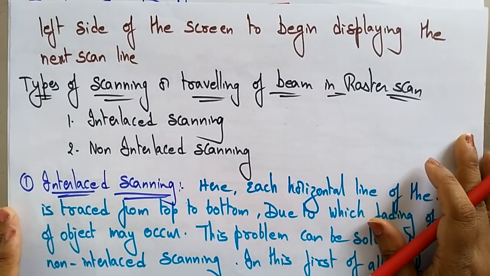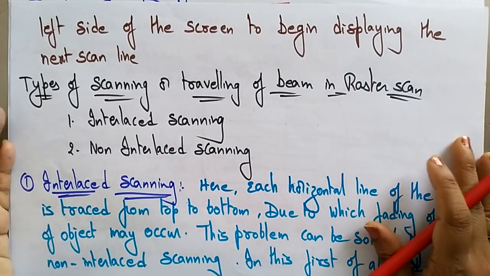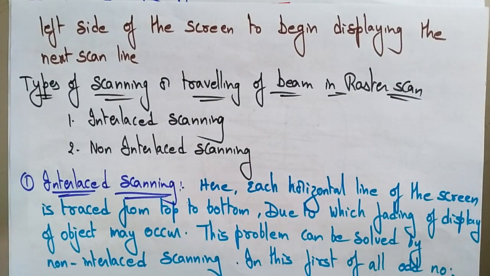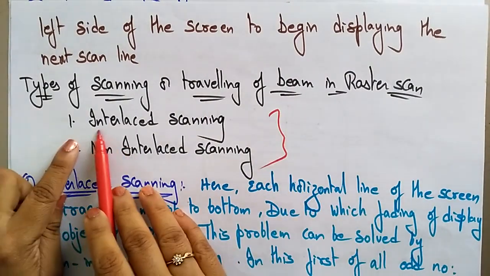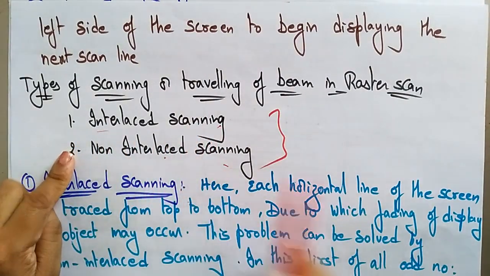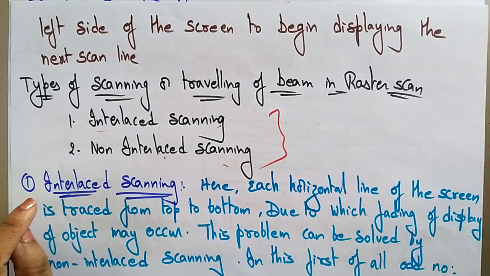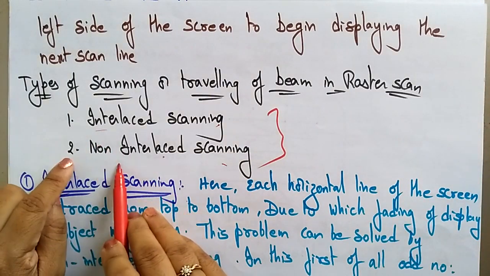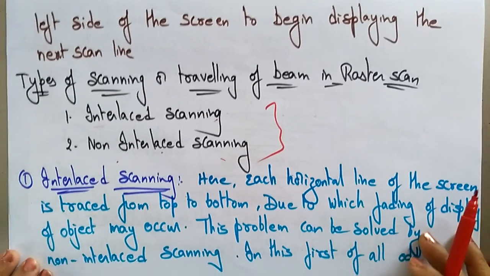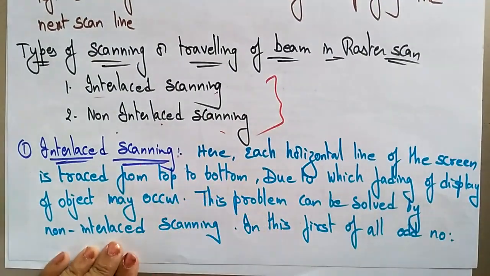Now let's see the types of scanning or traveling of a beam in raster scan. There are two ways: one is interlaced scanning and the other is non-interlaced scanning. The type of scanning in raster scan can be done using interlaced or non-interlaced scanning. Now let's see the interlaced scanning.